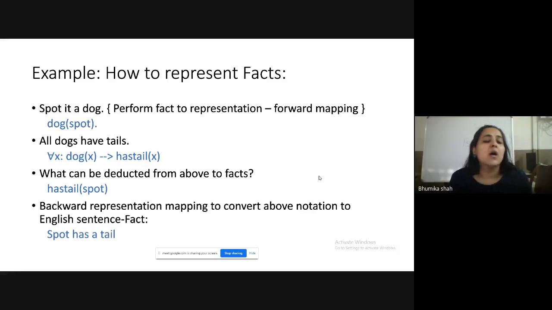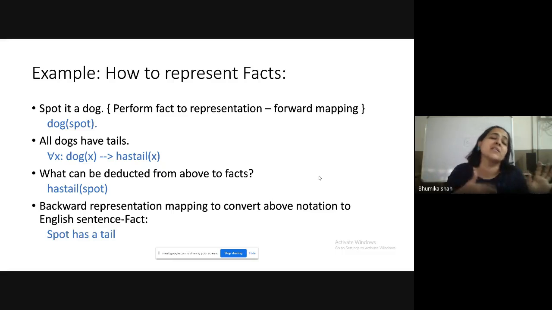Are you getting this? Okay, now what is deduction or inference out of these two statements? When I say dog(Spot), and when I say for all x, dog(x), then x can be replaced by the name Spot. If I do that, I am talking about a specific dog with the name Spot. So if I replace x by Spot, what will happen? dog(Spot) implies has_tail(Spot). So if the name of the x is Spot, I will replace everywhere x by Spot. So what I will get inferred, what I will get deduced, is has_tail(Spot).